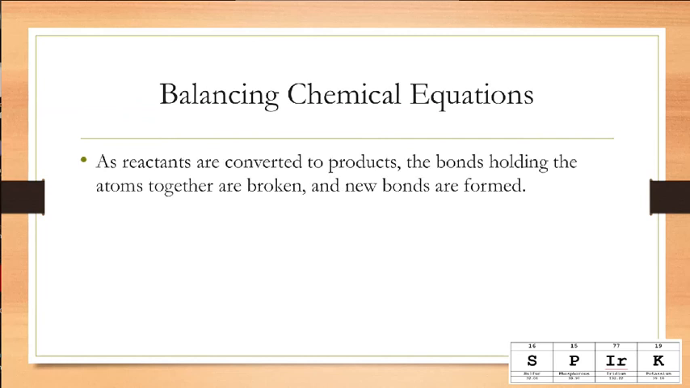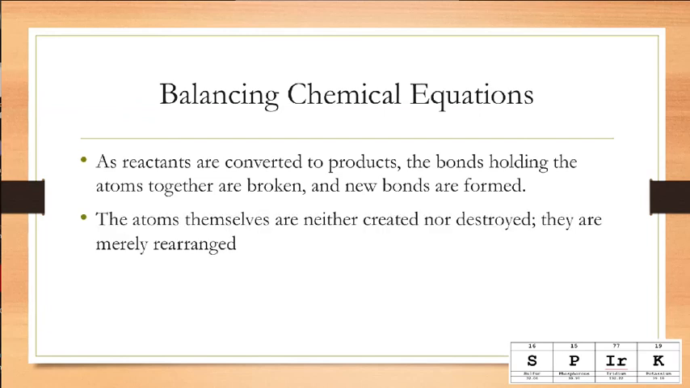As reactants are converted to products, the bonds holding the atoms together are broken and new bonds are formed. The atoms themselves are neither created nor destroyed. They are merely rearranged. In any chemical change, mass is conserved.